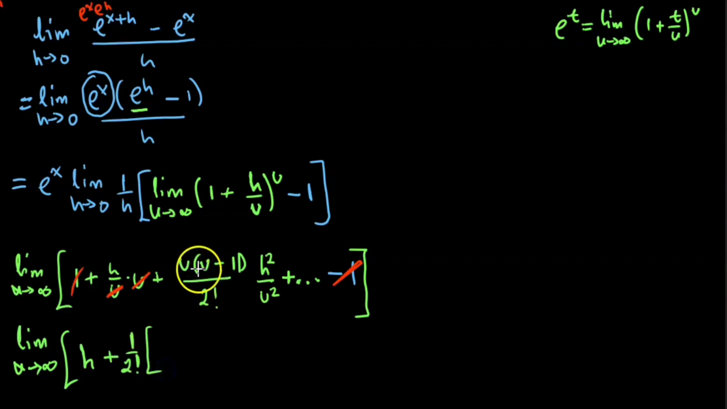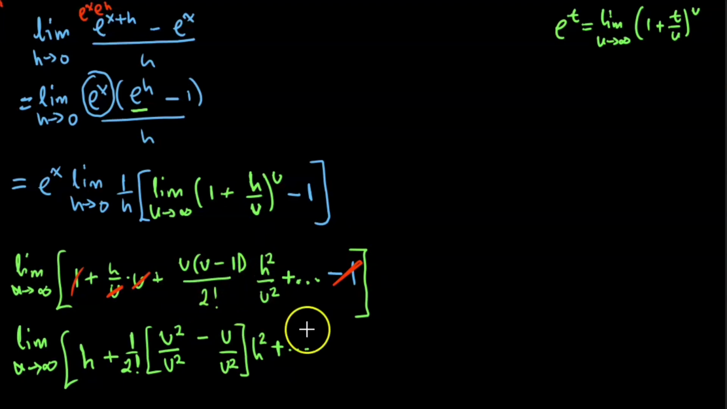Then notice that u into u minus 1 is u squared minus u. Then over here we have h squared over u squared. So let me bring the u squared inside to divide each of these terms. Outside there we just have h squared, and then we can continue like that. The next term will be the h cubed over u cubed term, and then this will be 3 factorial, and then this power will just keep on. That continues infinitely.